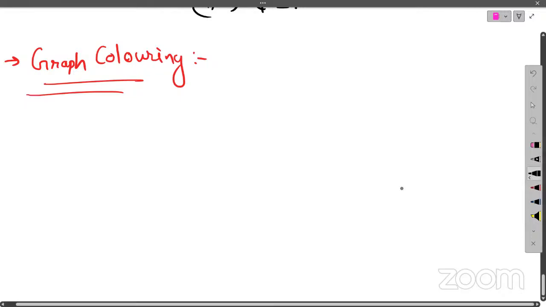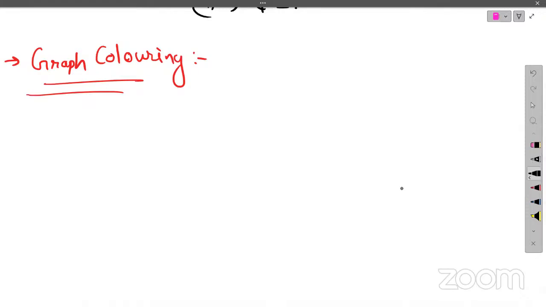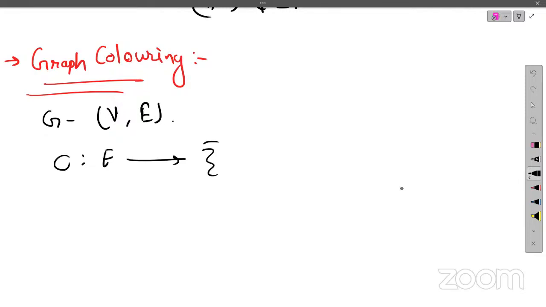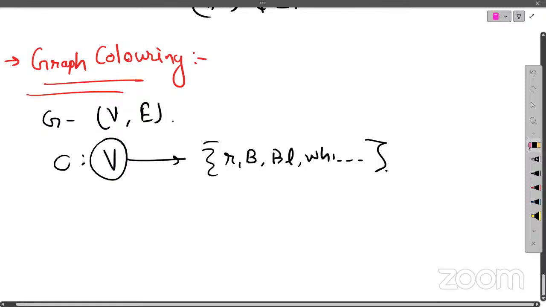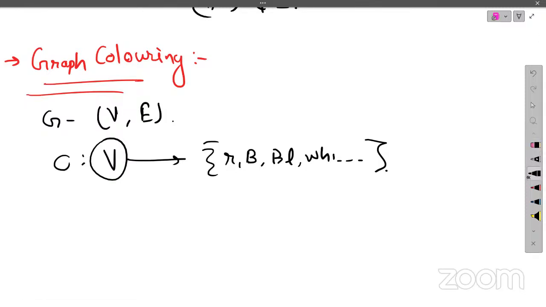So whenever we have such kind of assigning or mapping, we generally use a function. So if we have a graph G with the set of vertices V and the set of edges E, then we find a function C which will associate each vertex to a fixed color. Suppose you have a set of colors here, red, blue, black, white, whatever set you have. V represents the vertex set and E represents the edge set. So we have to assign colors to vertices.